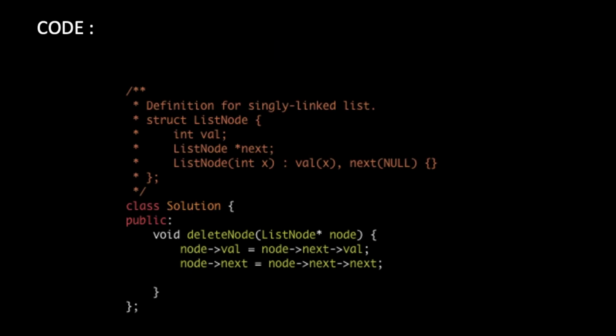Now let's have a look at the code. In this code, we have defined a function delete node. So in the first step, the node value will be replaced by the value on the next of that particular node, and node of next would be replaced by node of next of next.